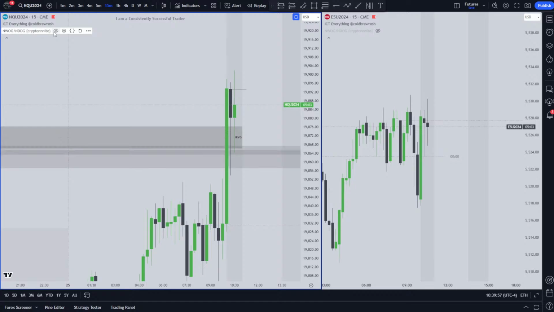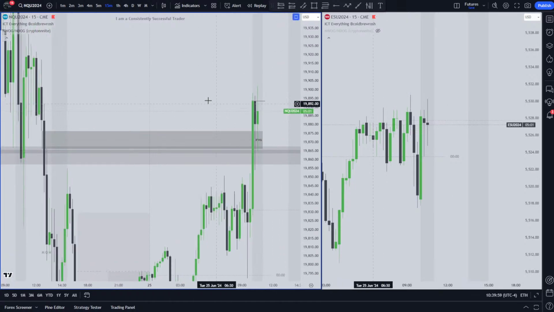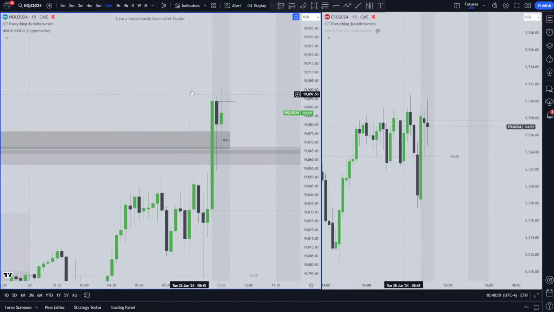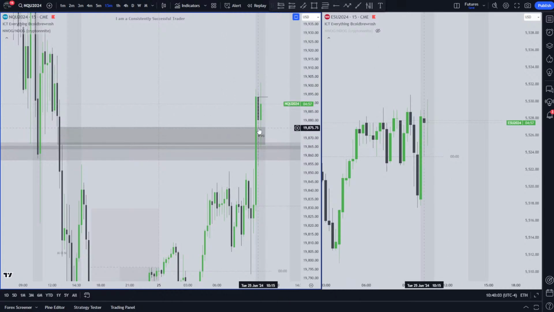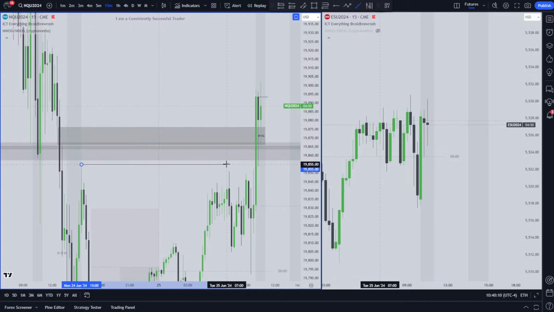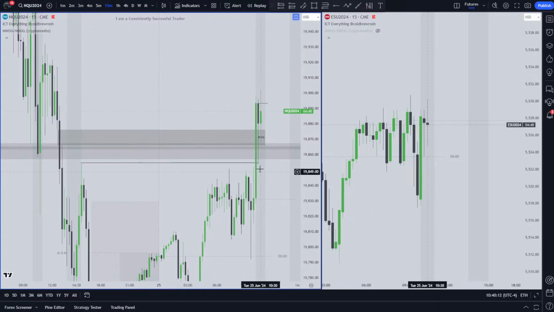What did we have? Also, I suppose with NQ we had the NWOGs. So we had our 15-minute inverse and the NWOGs to support us, along with an old high, which was used as the overlapping PD array.